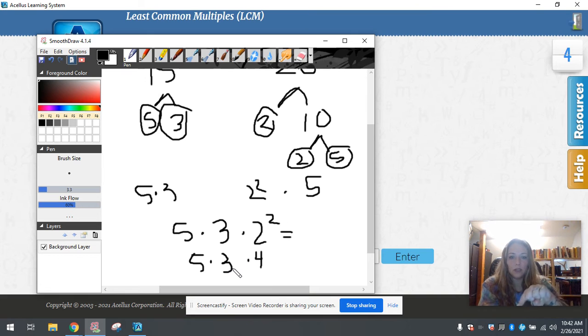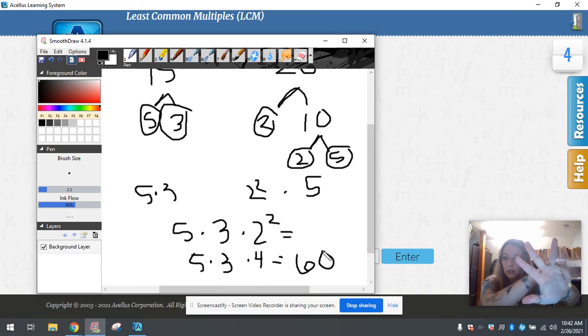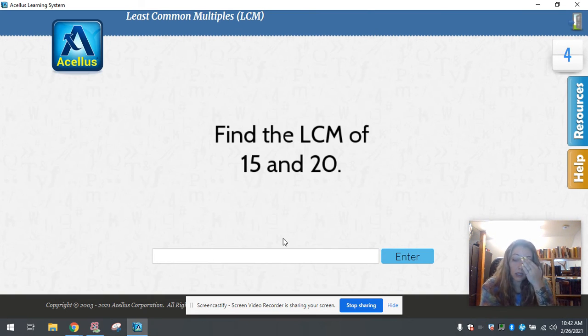5 times 3 is 15 times 4 is 60. I can do that in my head. I can count by the number I'm multiplying by, and I will count until I hit the number of times I'm multiplying by that number while I'm counting. So I can do 15, 30, 45, 60. 15 times 4 is 60. 60 is our least common multiple.